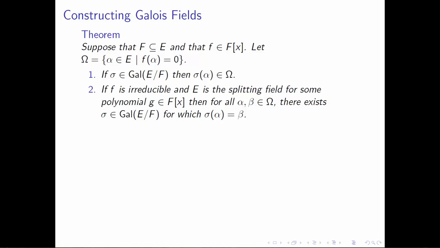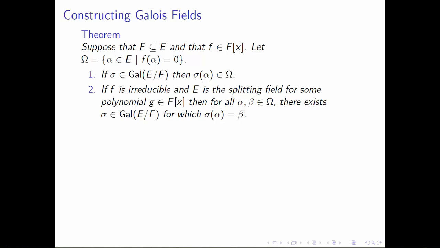So the theorem says this: suppose that F and E are fields, F is contained in E, and little f is a polynomial in F adjoined x. Let's write omega for the set of roots of the polynomial f that happen to lie in the field E. The first part of the theorem is that if sigma is an element of the Galois group of E over F, then sigma of alpha also belongs to omega. So this is saying that the Galois group of E over F is permuting the elements of omega, it's shuffling them around.